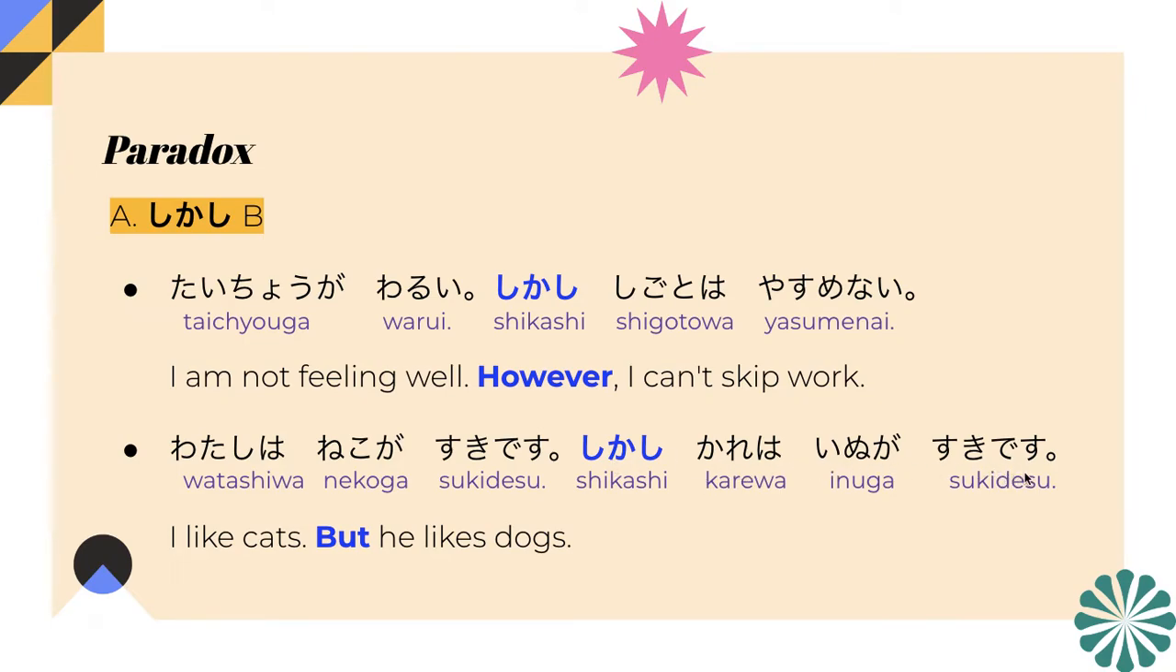So it's a little bit different from the first sentence, because the first one is A happened, however, I had to do B. But in this case, the second one is more like a comparison. The first one is talking about myself, and the second one is talking about another person. So there's a slight difference between the sentences, but all you have to do is put the first sentence A, しかし, and then the second sentence B.